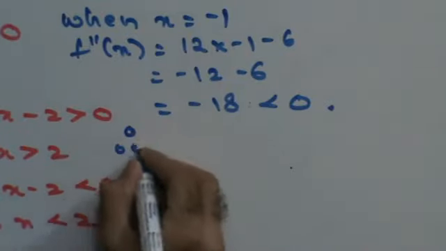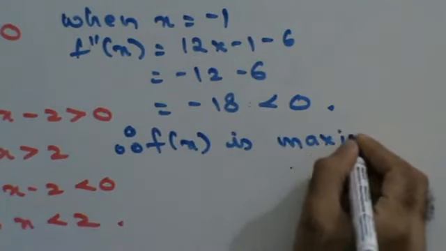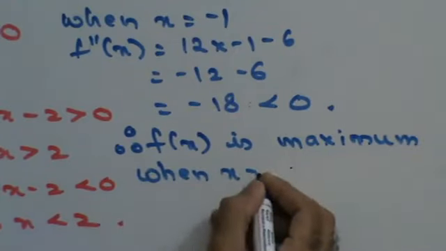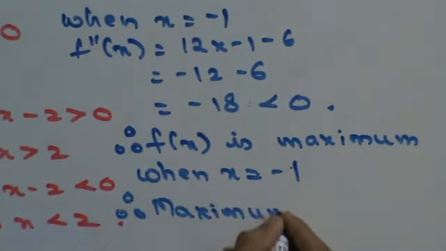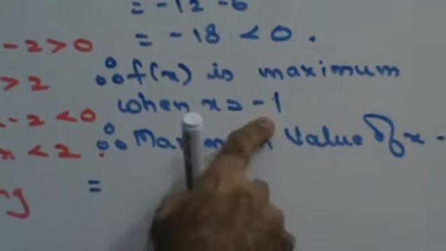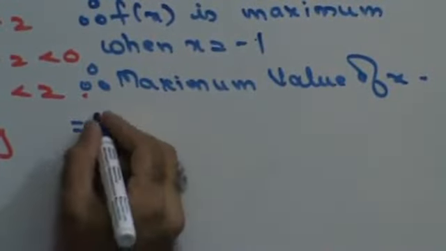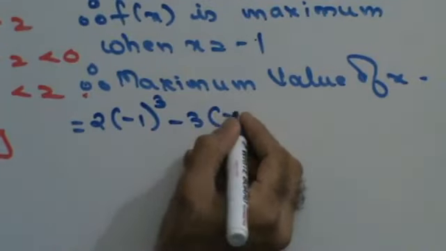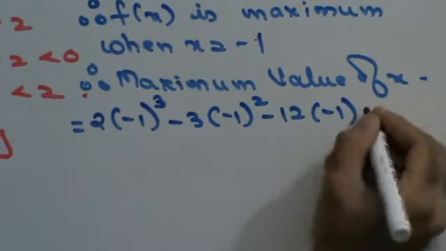So I can say therefore f of x is maxima when x is equal to minus 1. Therefore, I can say the maximum value will be found by substituting this value of x in the original equation. So 2 into minus 1 the whole cube minus 3 into minus 1 the whole square minus 12 into minus 1 plus 12.